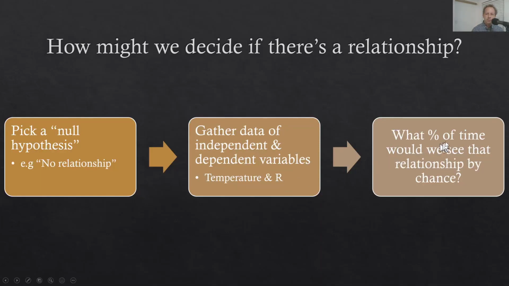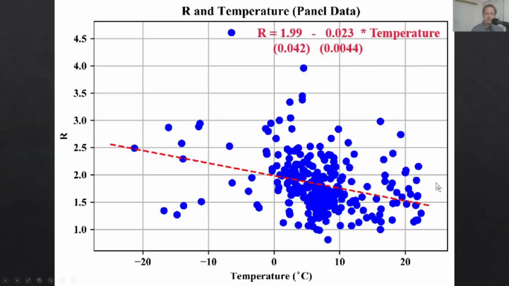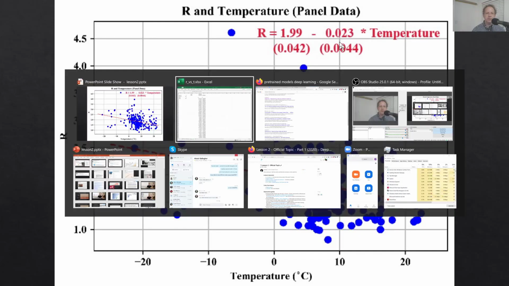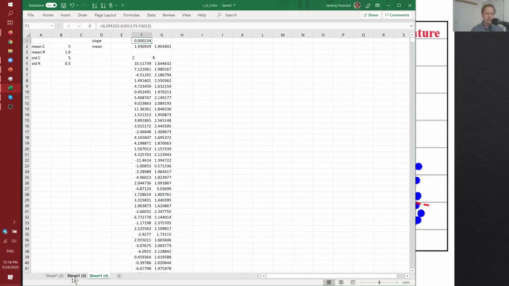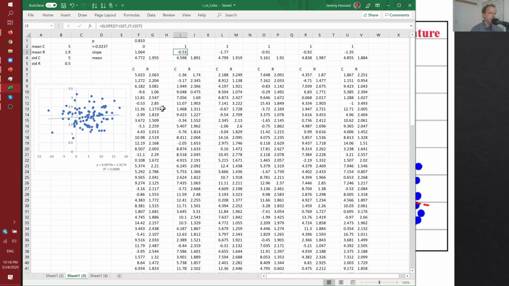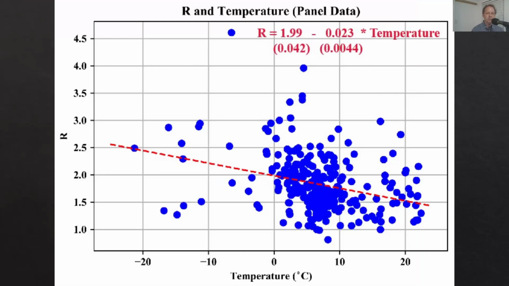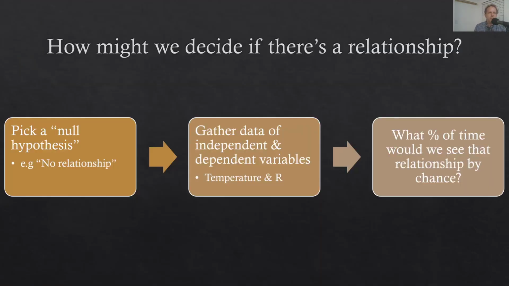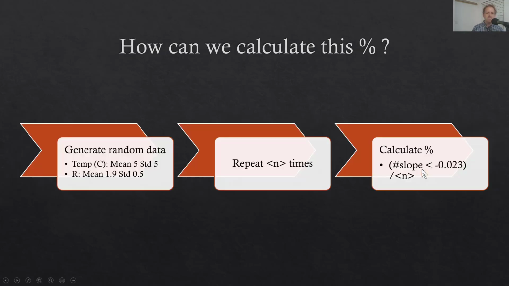And then we say, what percentage of the time would we see this amount of relationship, which is a slope of 0.023, by chance? And as we've seen, one way to do that is by what we would call a simulation, which is by generating random numbers, 100 set pairs of random numbers a bunch of times and seeing how often you see this relationship. We don't actually have to do it that way though. There's actually a simple equation we can use to jump straight to this number, which is what percent of the time would we see that relationship by chance.